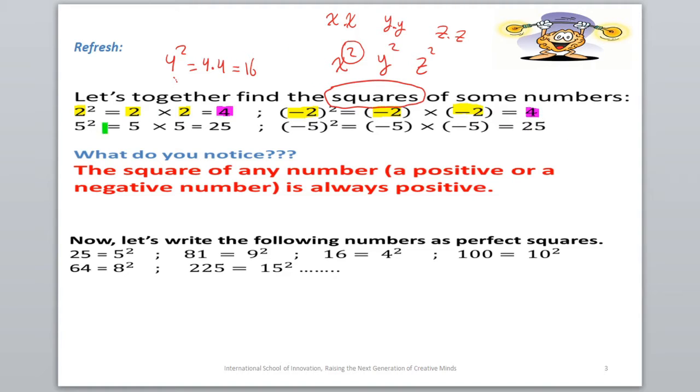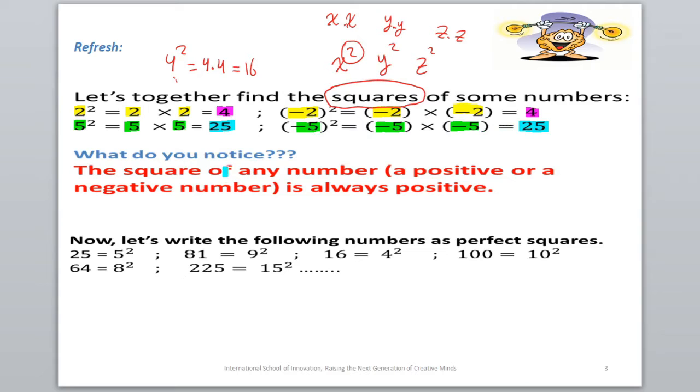Let's go to another example. 5 squared is equal to 5 times itself, so it's equal to 25. Negative 5 squared is equal to negative 5 times negative 5, and also it's equal to 25. Why is it equal to 25? Since 5 times 5 is 25, and negative 5 times negative 5, negative times negative is positive, 5 times 5 is 25, so we got 25 here. What do you notice here?